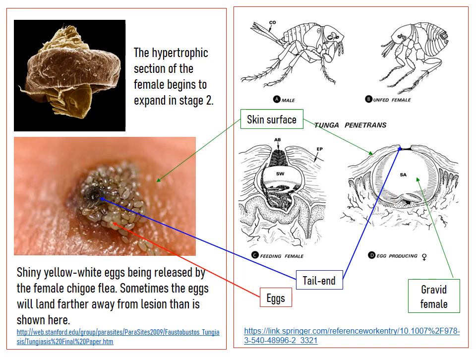What happens next is, in this diagram, this is the skin surface of the human host. This is the tail end of the flea, and these little dots you see over here are the eggs that have been expelled from the full abdomen.